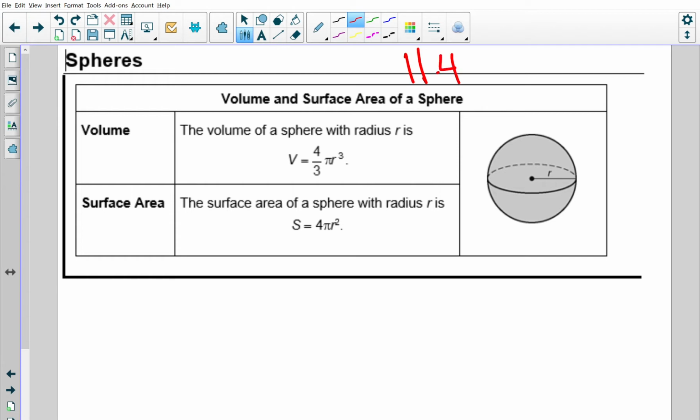Spheres. Sweet word. We're going to talk about the volume and surface area of a sphere. It's pretty basic stuff. Two formulas, as you see right here. Volume, which as you note is three-dimensional, right? And surface area. Area, that is two-dimensional.